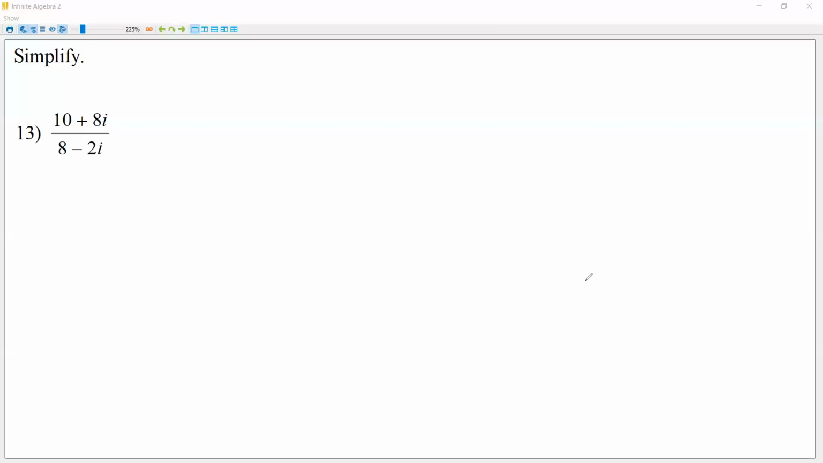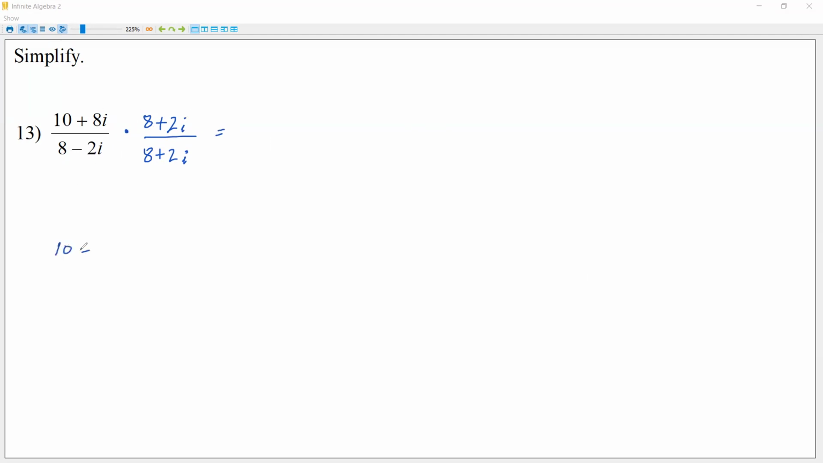All right, so let's multiply by the complex conjugate, which is 8 plus 2i. It's always for the denominator that you look at this, and it's always the real number is the same, and then the imaginary part changes to the opposite. So the opposite of 8 minus 2i is 8 plus 2i. Okay, so this essentially becomes two problems.